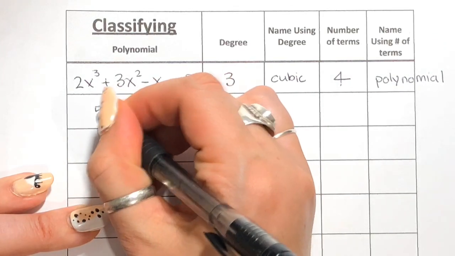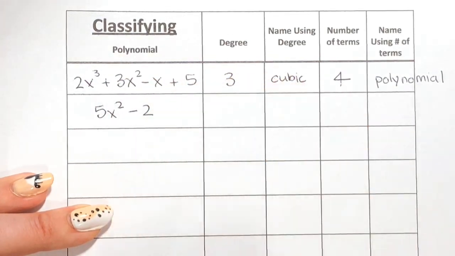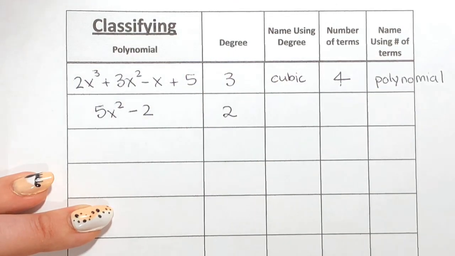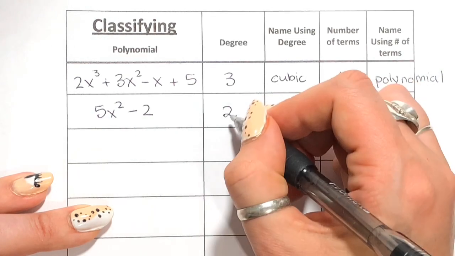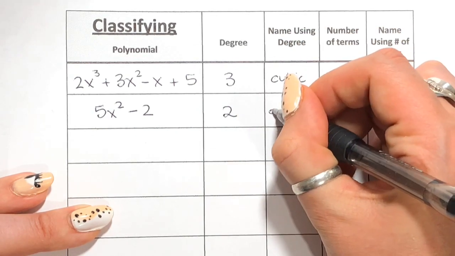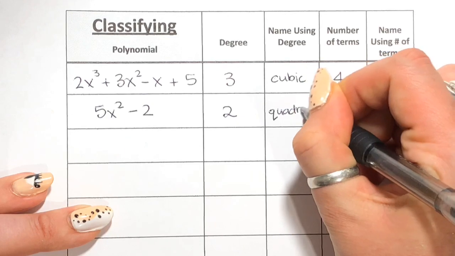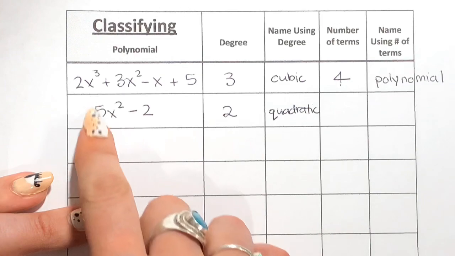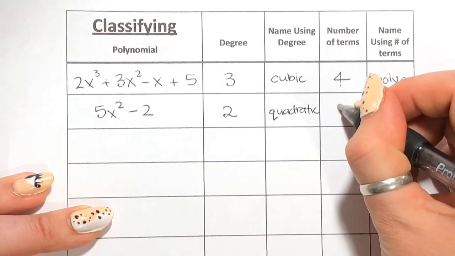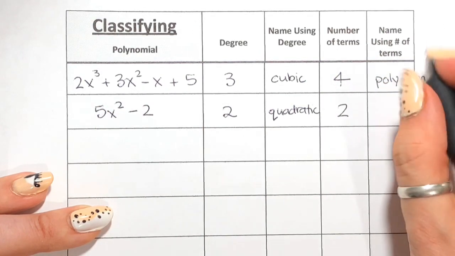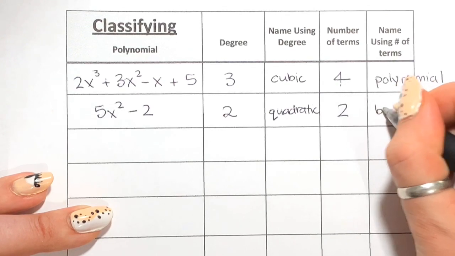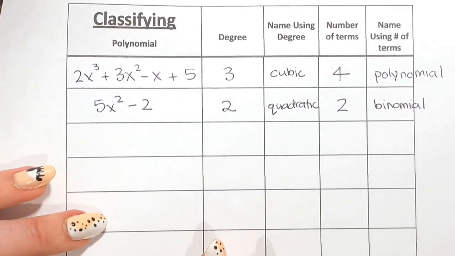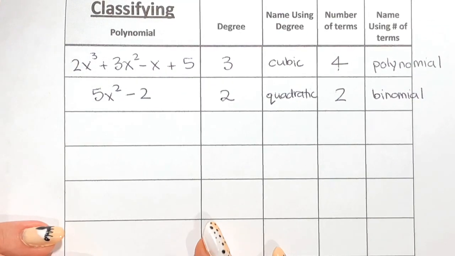Okay, let's try another one. Let's say I have 5x squared, subtract 2. So my highest degree is a 2. And do you remember what we call a degree of 2? Call it a quadratic. Should have made these boxes bigger. And then on this one, we have 1 term, 2 terms. So we call a 2 term a binomial. Hopefully these terms and this vocab is getting a little more familiar.